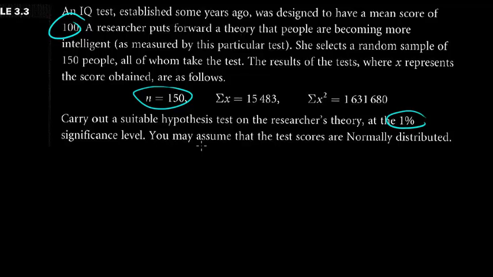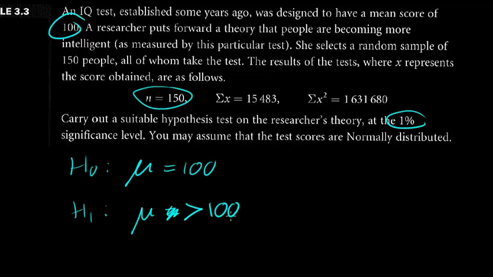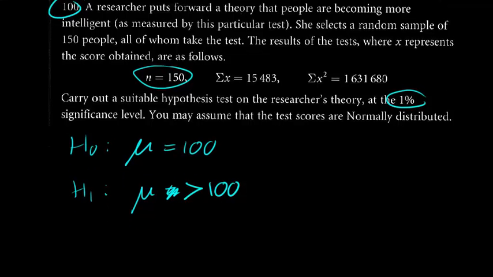So, if we're doing a significance test, then I'm going to need my two hypotheses, H0 and H1. The first hypothesis says basically the population mean is unchanged. So not the sample mean, but the population mean is unchanged. Mu is 100. The theory says that people are becoming more intelligent, so the population mean is going to be greater than 100. And so these are our two hypotheses that we're going to look at.